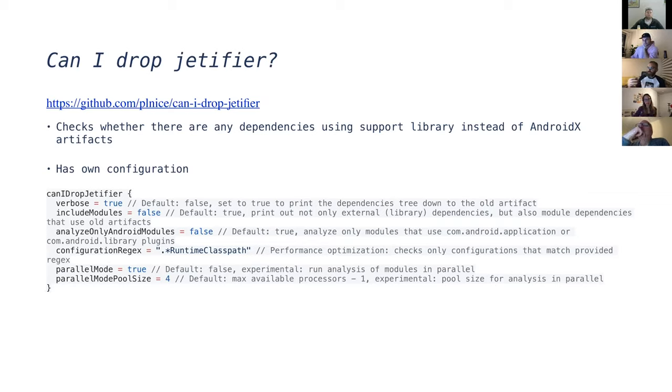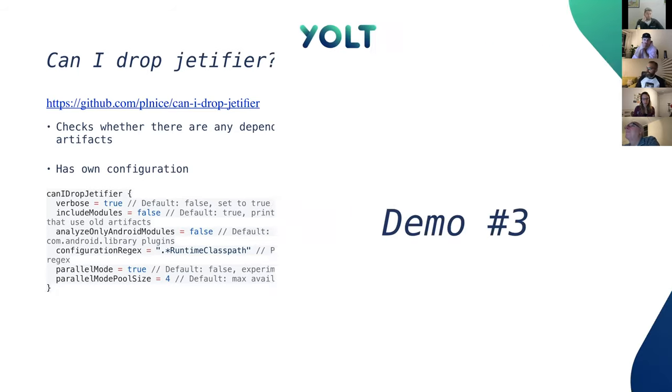So if you try this plugin and you don't see a report, or the report says all fine, give it a try to run it in non-parallel mode. It will be slower, but you will definitely get the proper report. And with this, we are going to demo three.